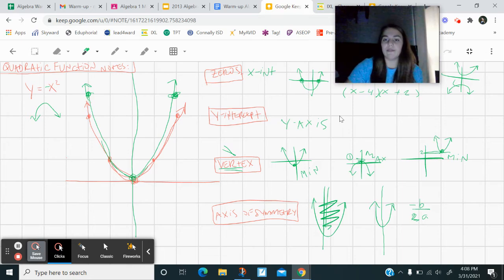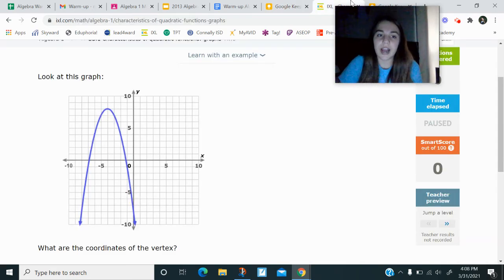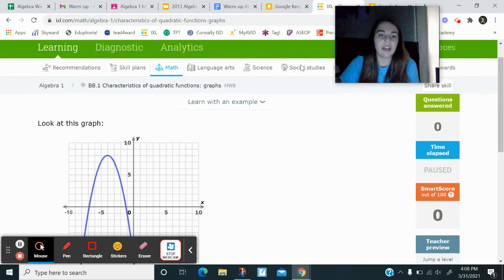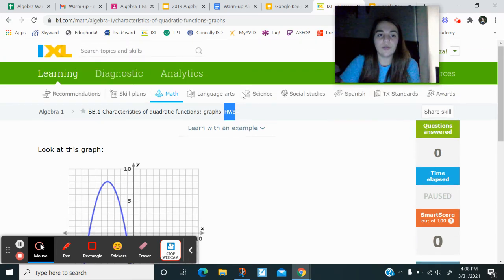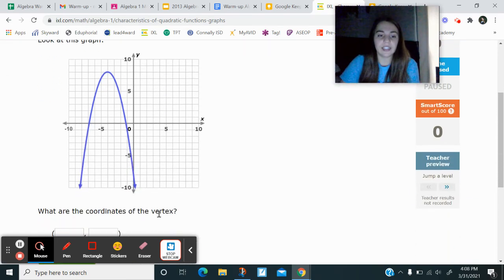So this is what's happening for your actual assignment. Now pay attention, face-to-face kids, because you might notice something. You're going to go to IXL, and you're going to have an IXL called Characteristics of Quadratic Functions, which is the graph. If you choose to go to the search bar, put HW8 in there to find this. What you're going to be doing is finding things like the vertex.